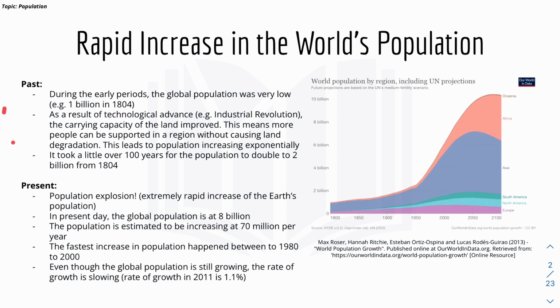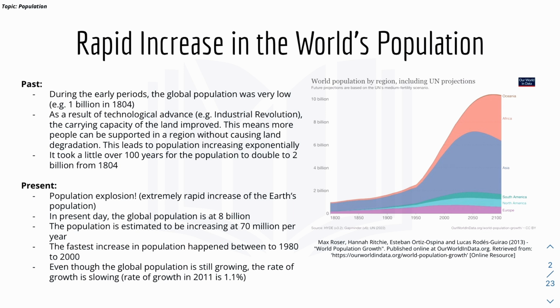So here are some bullet points and some notes and a graph right here. During the early periods, the global population was really low, and it's because of the Industrial Revolution that the carrying capacity of the land improved, meaning that more people can be supported and therefore the population increased by a lot. In present day, this is called the population explosion, which is basically describing the rapid increase of the Earth's population. And now, the global population is around 8 billion, and it's estimated to be increasing at 70 million people per year.